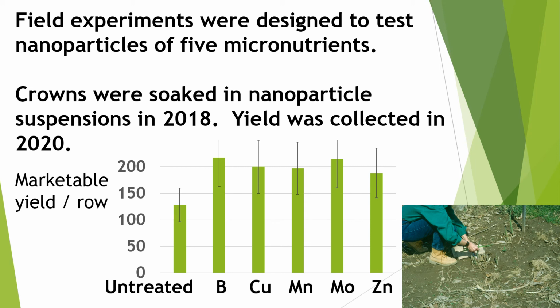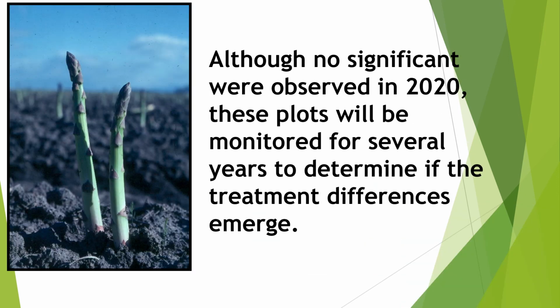And as you can see, all the nanoparticles, boron, copper, manganese, molybdenum, and zinc, did better than the untreated plants. But due to a wide range of variability, statistically, there was no significant difference. However, this was just the first year. We anticipate that in the years to come, we will be able to see these differences get larger and larger, and there will be statistical differences over time.